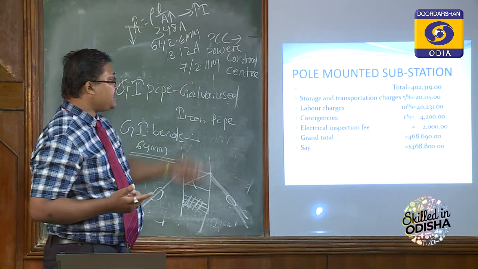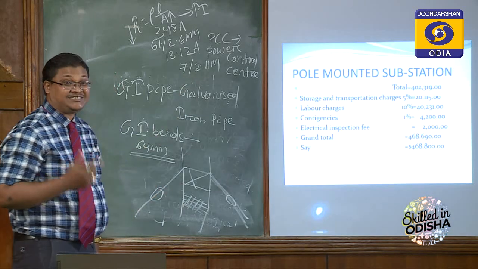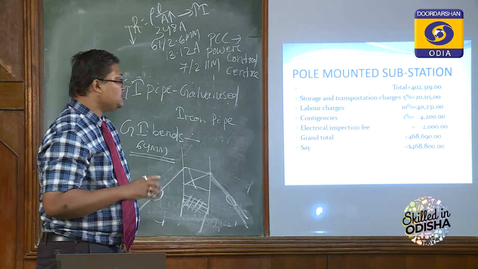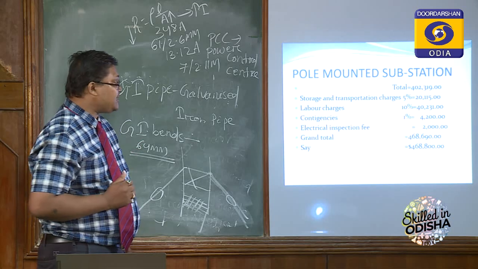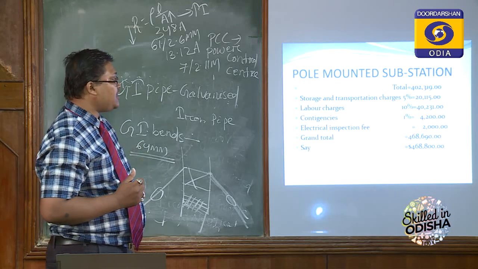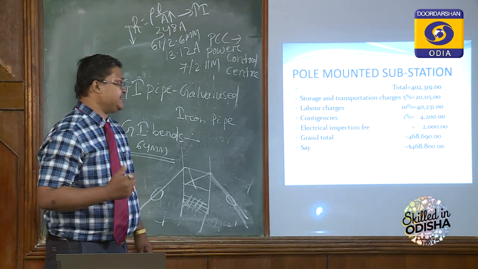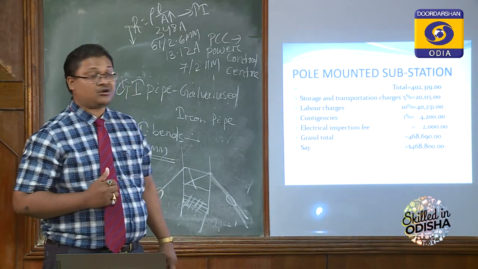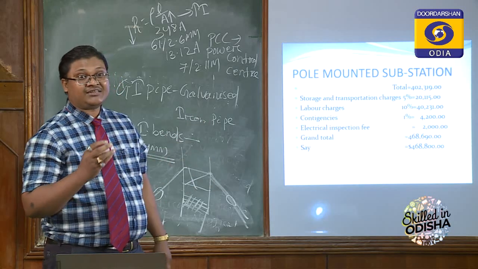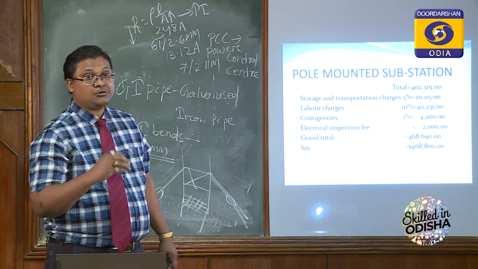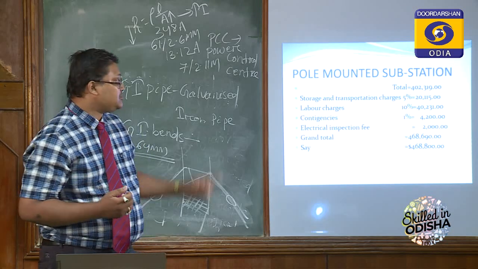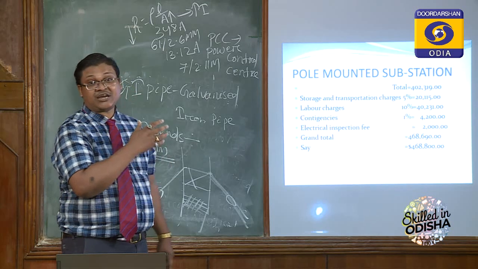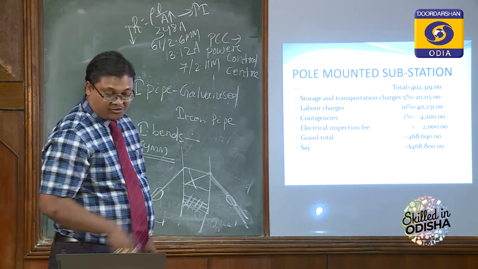So finally the grand total will be 4,68,690. But you will have to round that up. So rounding off it will be 4,68,800. So this is a rough estimation of pole mounted substation. The cost I have told you may vary by 1 to 2%, but this is an example of the cost, and these are the materials used in pole mounted substation.